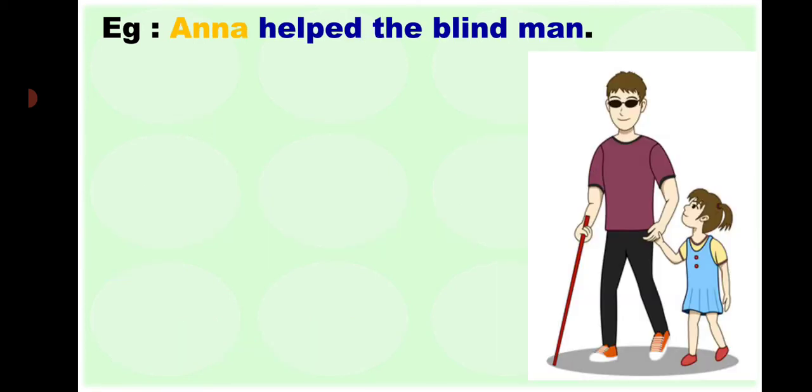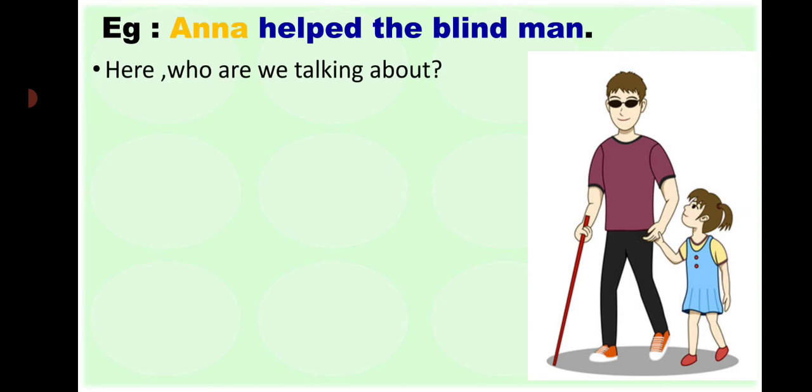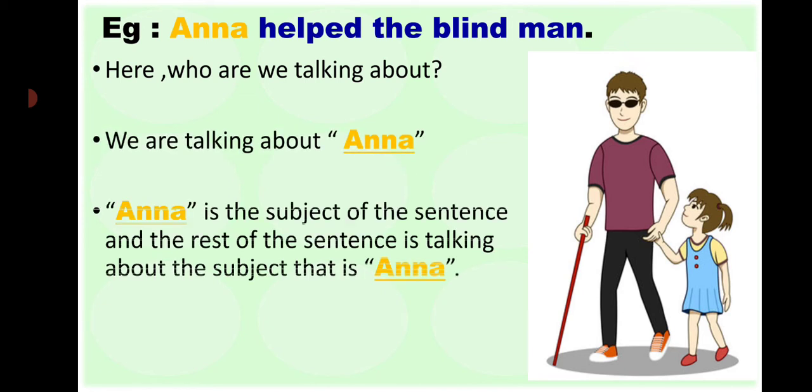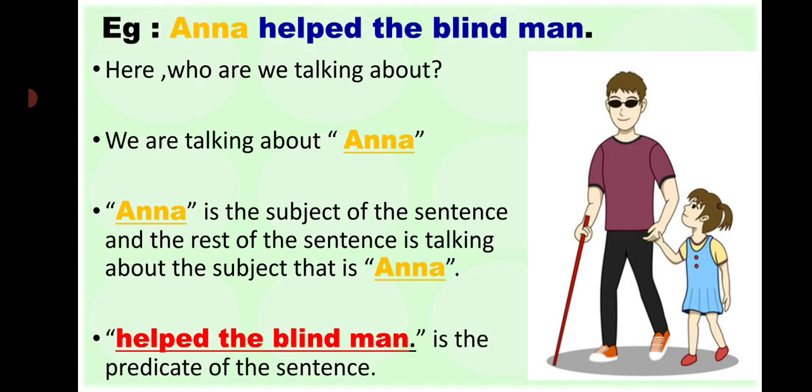Anna helped the blind man. Here, who are we talking about? We are talking about Anna. Anna is the subject of the sentence and the rest of the sentence is talking about the subject, that is Anna. Anna helped the blind man is the predicate of the sentence. Anna is the subject, helped the blind man is the predicate, because what is done by Anna? It is help. What is said by it? It is that she has helped the blind man.